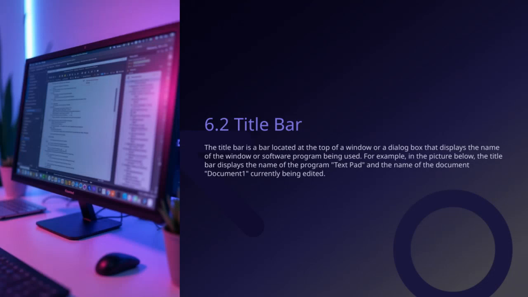Now, let's take a closer look at the title bar. The title bar is that bar you see at the very top of a window or dialog box. Its main purpose is to display the name of the window or the software program you're currently using. For example, in the picture below, you can see that the title bar shows the name TextPad, which is the program we're working with. It also displays the name of the document we're editing, which in this case is Document 1.